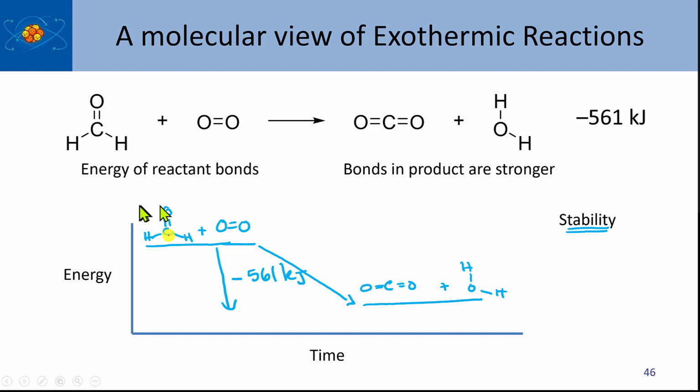So we have weaker bonds up here that get broken, and the atoms rearrange to form the products. And when they form, they actually form stronger bonds, and that makes them lower in energy. The extra energy, because these are now more stable, is released as heat energy, and that's that negative 561 kilojoules of energy that's actually released in order to form these products.